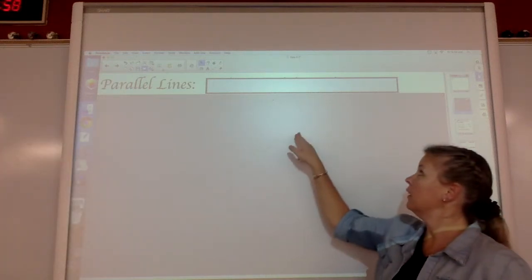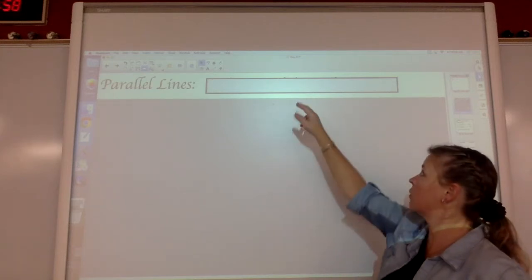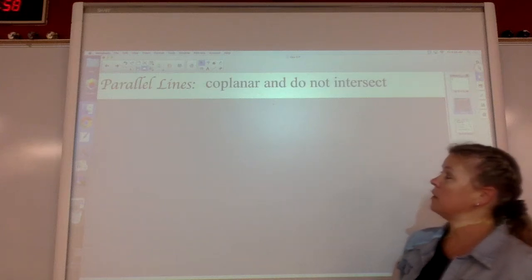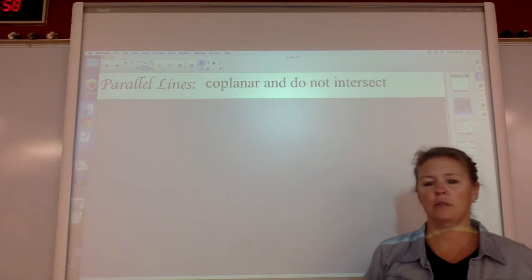What's something that you've been told in the past but haven't been given too much information because you weren't ready to handle too much information yet. So the addition to parallel lines is that they have to be coplanar and do not intersect.